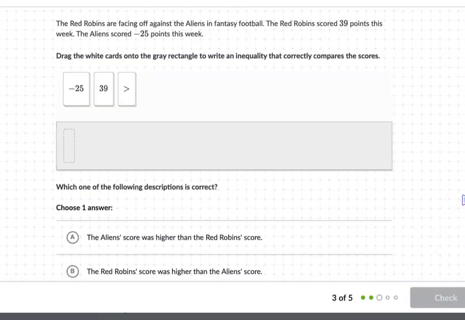Oh, this already looks intense. Let's make sure we read this correctly. The Red Robins are facing off against the Aliens in fantasy football. The Red Robins scored 39 points this week. The Aliens scored -25 points this week. Looks like they lost some points. Drag the white cards into the gray rectangle, right here, to write an inequality that correctly compares the scores. So we want to put it in a statement. So go ahead and pause the video and see if you can put it in the correct order so it makes a true statement.